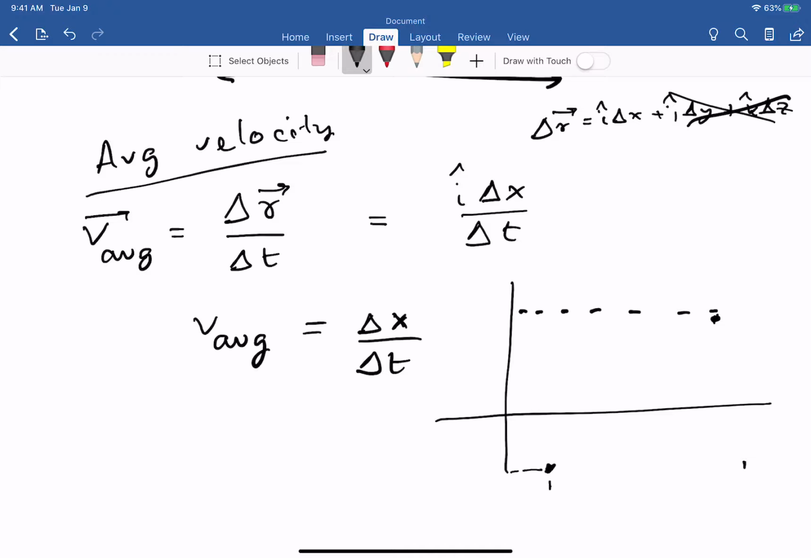So delta x is, this should be over here. So this is delta x and this is delta t. So the average velocity is simply the slope of the straight line joining the object's initial position on the position time plot and final position on the position time plot. All right.